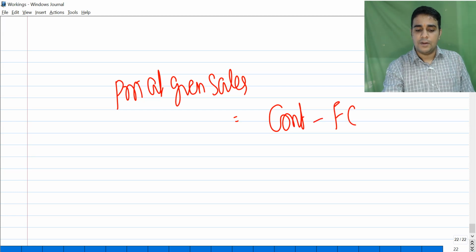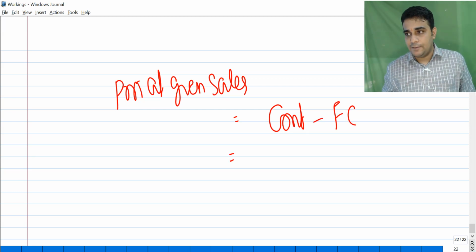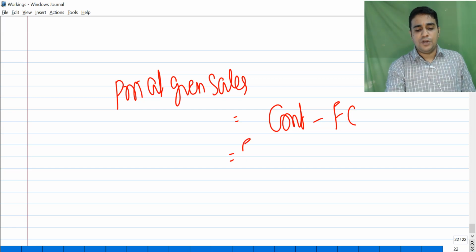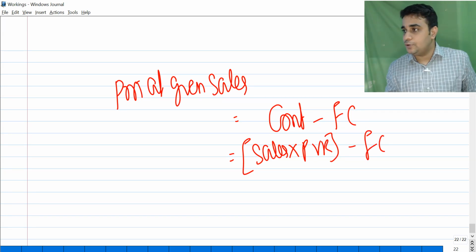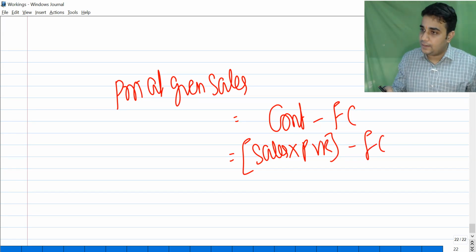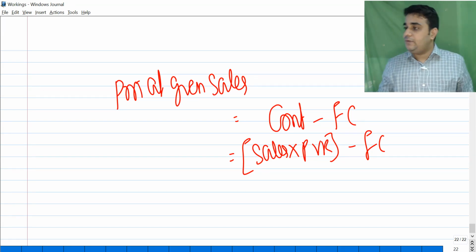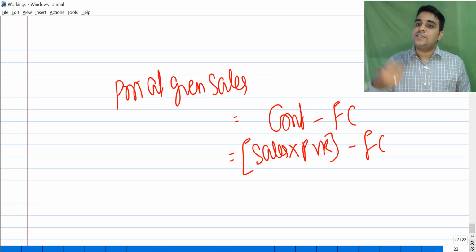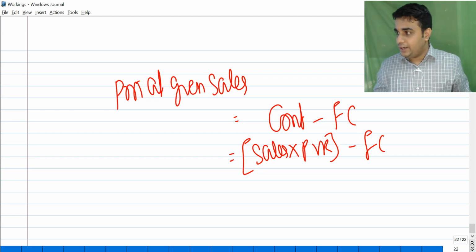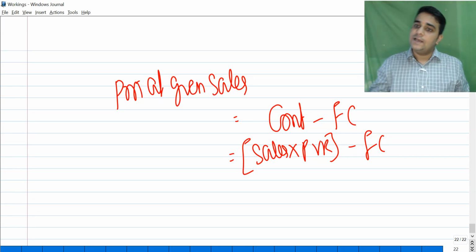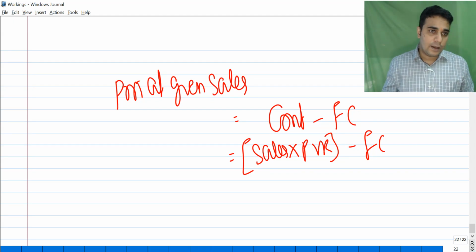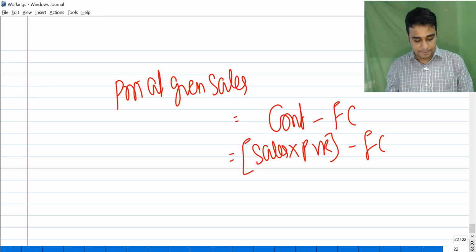contribution minus fixed cost, and contribution is nothing but sales into PVR. So, whatever sales would be given in the question, multiply that with the PVR or contribution per unit. If you have the sales in units, multiply with contribution per unit. If you have the sales in rupees, multiply with PVR. Get the contribution, subtract the fixed cost, and you will get to know the profit which the organization is making.